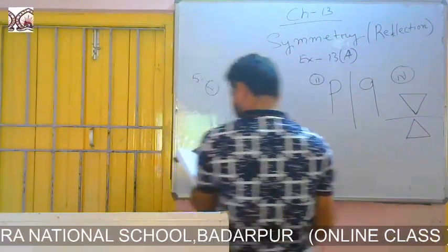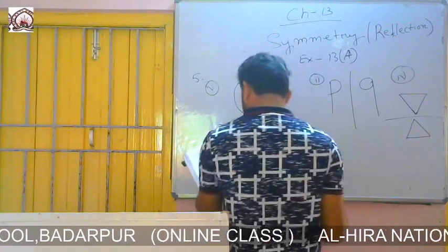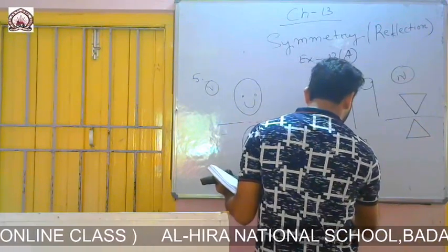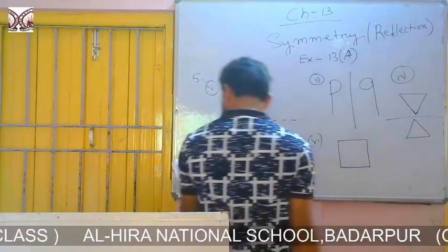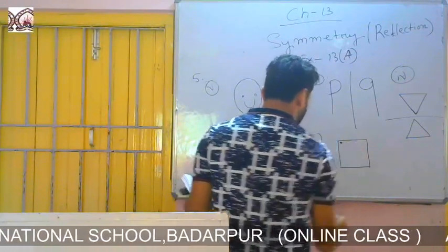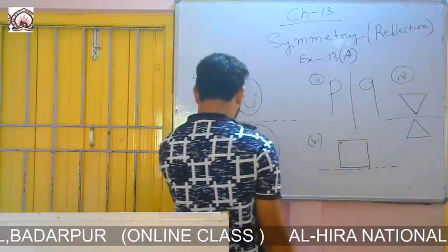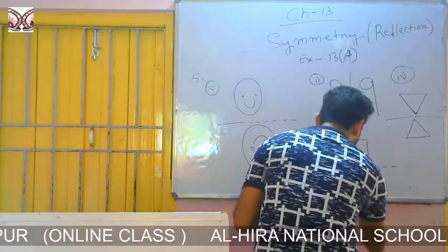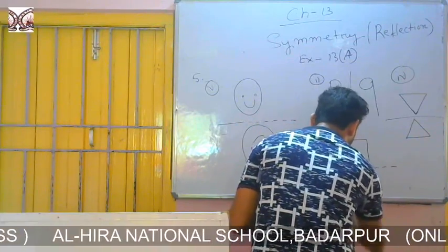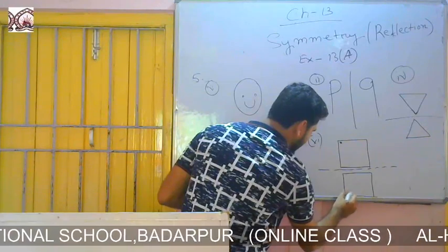Now for 6, you see, if this is a mirror, then the shape will go like this. This point will come here.